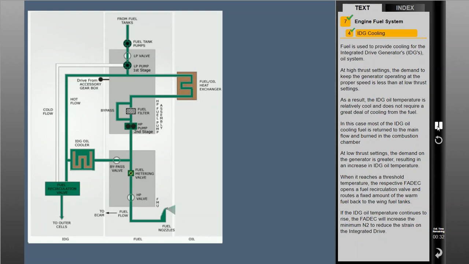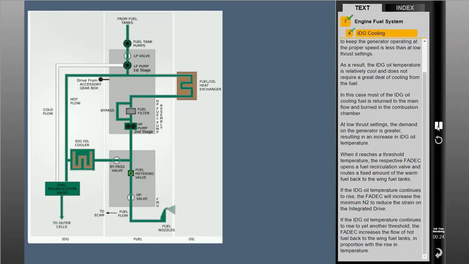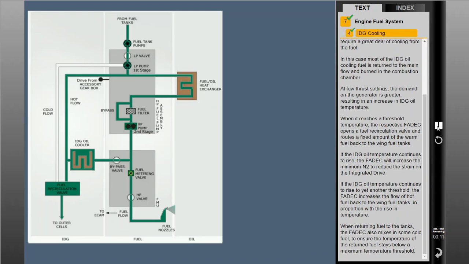If the IDG oil temperature continues to rise, the FADEC will increase the minimum N2 to reduce the strain on the integrated drive. If the IDG oil temperature continues to rise to yet another threshold, the FADEC increases the flow of hot fuel back to the wing fuel tanks in proportion with the rise in temperature. When returning fuel to the tanks, the FADEC also mixes in some cold fuel to ensure the temperature of the returned fuel stays below a maximum temperature threshold.